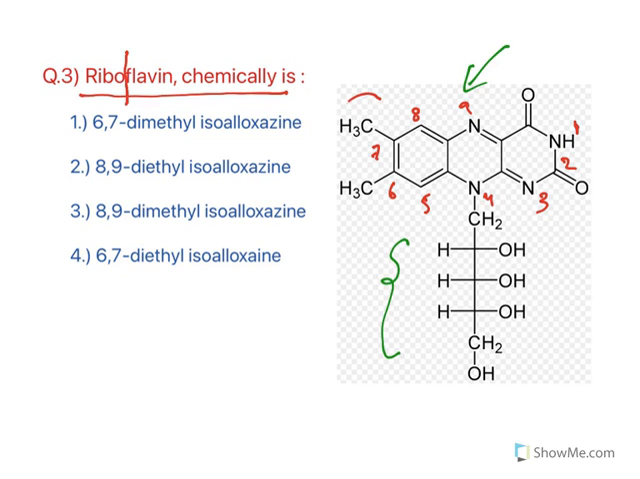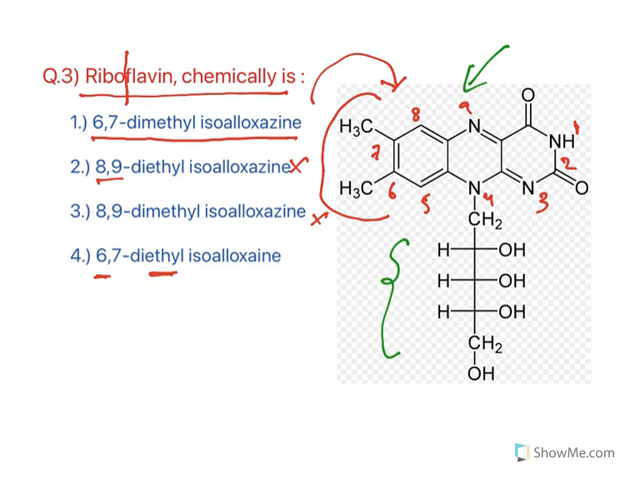Now where do you have the substitution? At 6 and 7 you have dimethyl substitution is there. Now look at this one, 6,7 dimethyl isoalloxazine. You're talking about this one. 8, 9, no. 8, 9, no. See this one, 6, 7, it says diethyl. The substituent you have is dimethyl. So the answer is the first one. So for this, in order to answer this again, you need to know the structures.